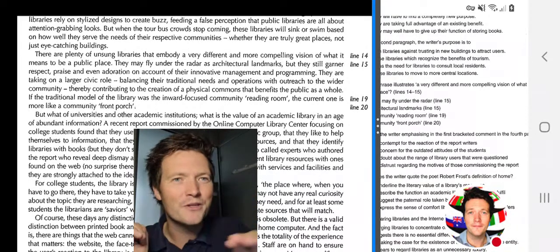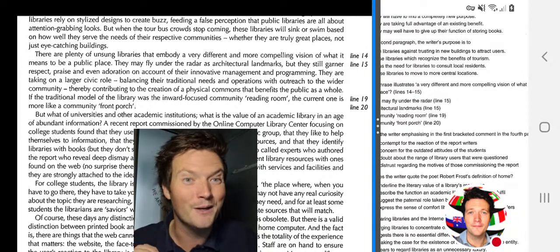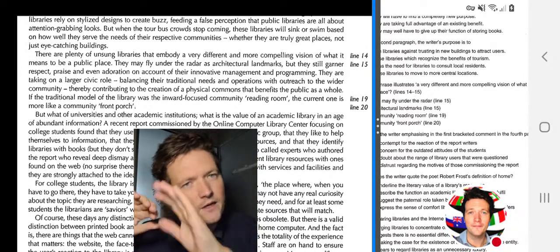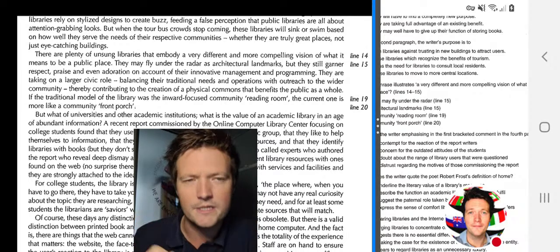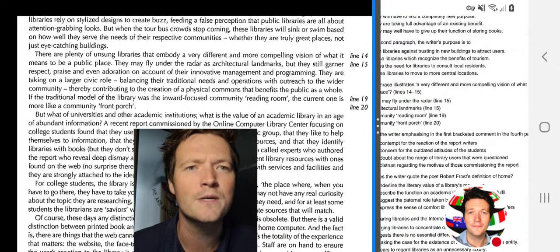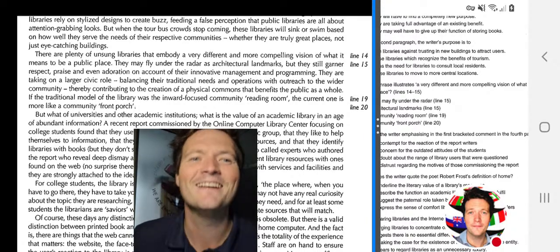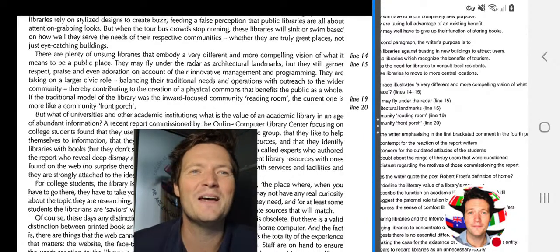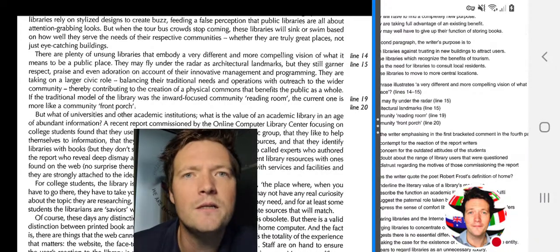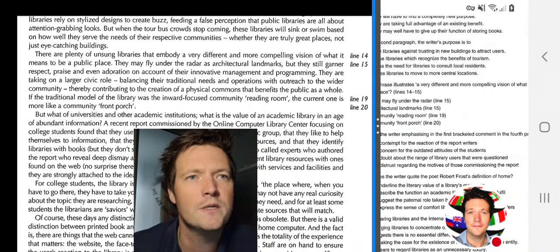They may fly under the radar as architectural landmarks. Right. So that isn't the point, right? They are not architectural landmarks necessarily. They don't draw attention by turning themselves into a chrome-covered bird's nest. They fly under the radar as landmarks, but they still garner respect, praise, and even adoration on the account of their innovative management and programming.